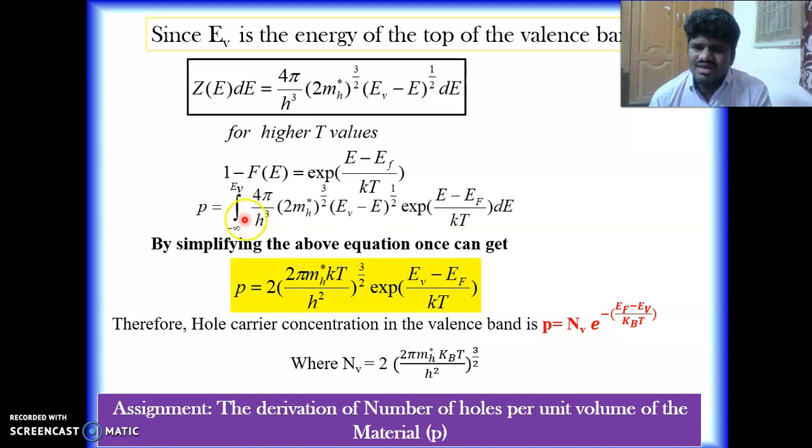Then we can integrate within the limits of minus infinity to EV. Then you can get the p value. P is equal to 2 (2π m_h* kT / h²) whole power 3/2 exponential (EV minus EF) by kT. Therefore, P is equal to NV e power (EV minus EF) by kT, is the number of holes per unit volume, or density of holes in the valence band. Okay, so you practice this one as an assignment, derivation of the P.